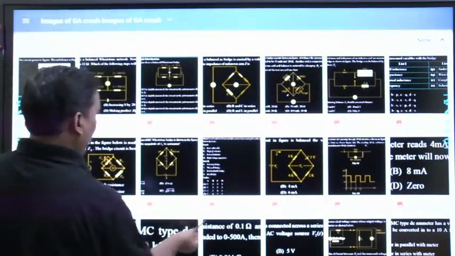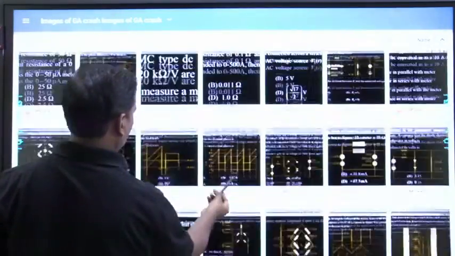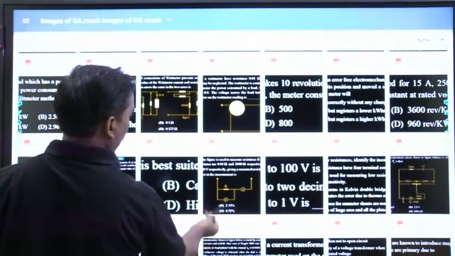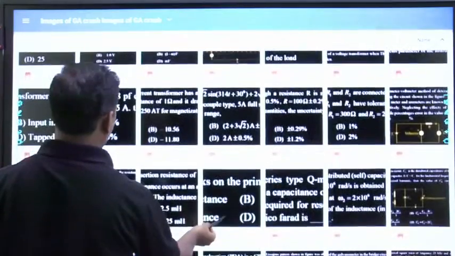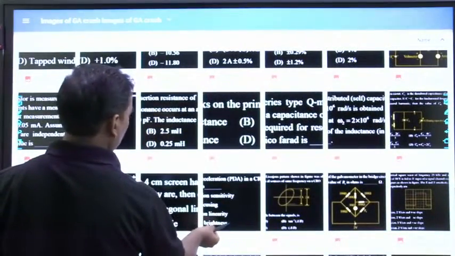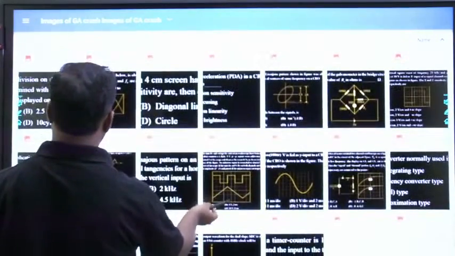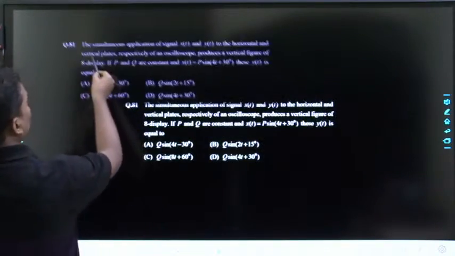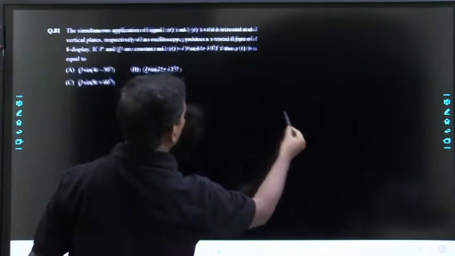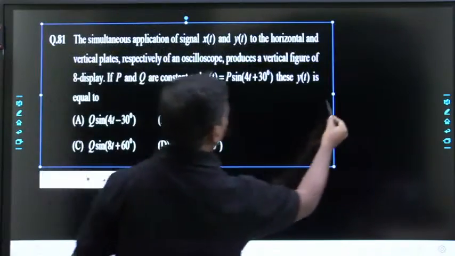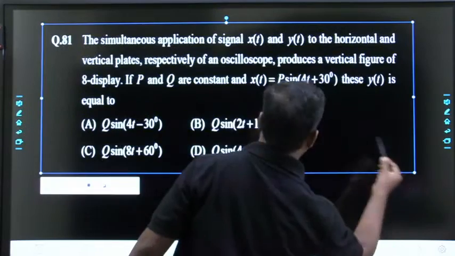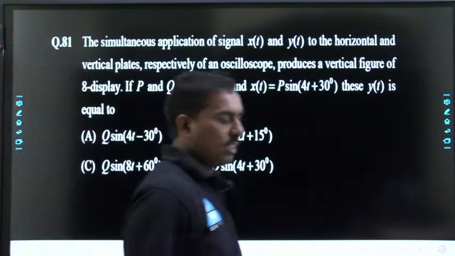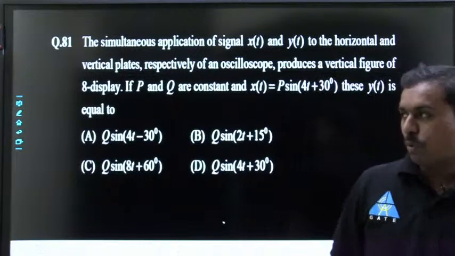So try to answer this question quickly, because today we also have to start error analysis. After the completion of this problem we will go on.